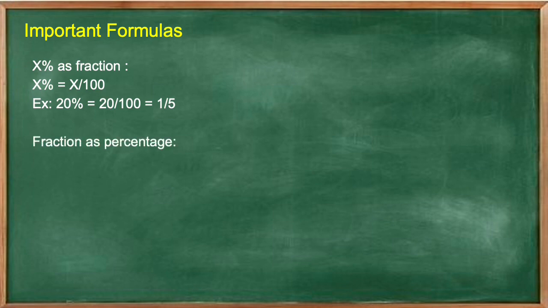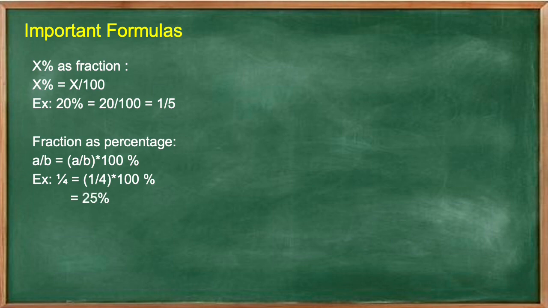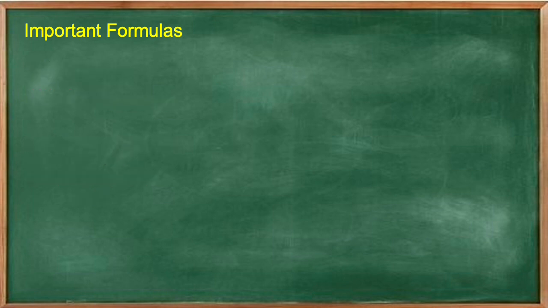Now fraction as percentage. For this we just have to multiply the fraction value with 100 and simplify it. So a divided by b is equal to a divided by b into 100%. For example, 1 divided by 4 is equal to 1 divided by 4 into 100%. After solving this, we get 25%. We have some formula which can be used directly. Let's see all the direct formulas.